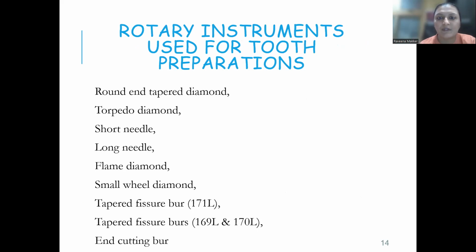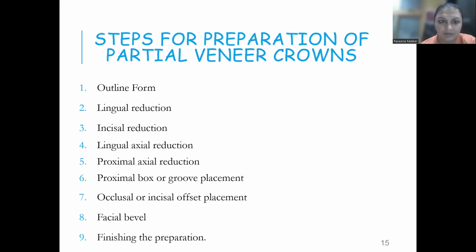And rotary instruments used for tooth preparations. One is round and tapered diamond, then torpedo diamond, short needle, long needle diamond, flame diamond, small wheel diamond, tapered fissure bur, that is 171L bur, then tapered fissure burs 169L and 170L, then end cutting bur.